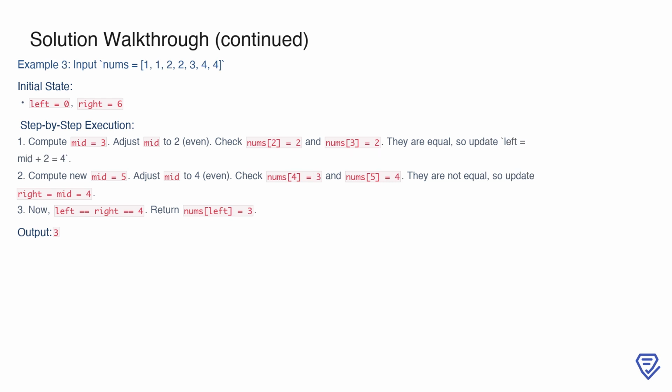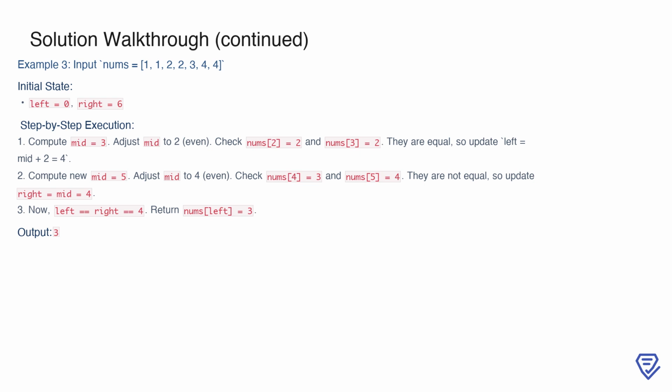In this final example, we are given the array nums equals 1, 1, 2, 2, 3, 4, 4. Starting with left at 0 and right at 6, we calculate mid as 3. Since mid is odd, we adjust it down to 2 to make it even. Comparing nums[2] and nums[3], both are 2, which means the unique element lies to the right. We update left to mid plus 2, setting it to 4.